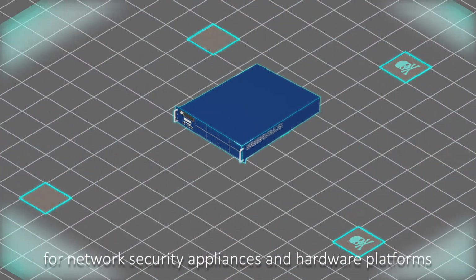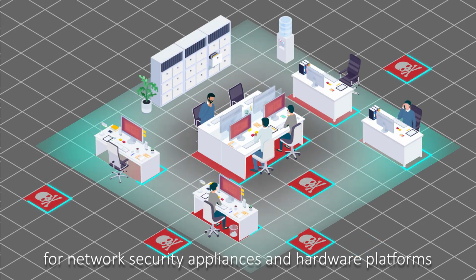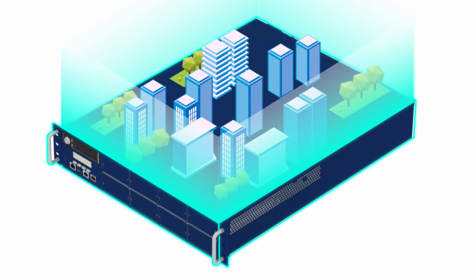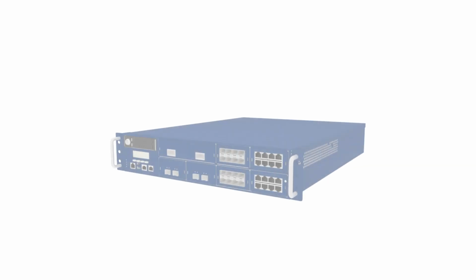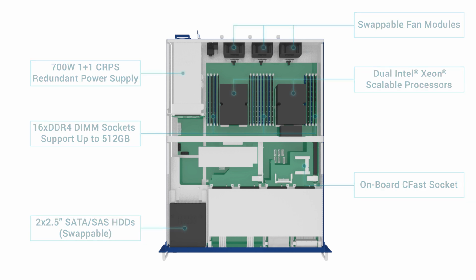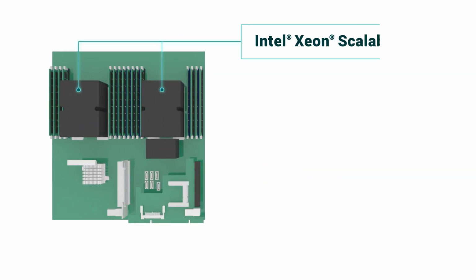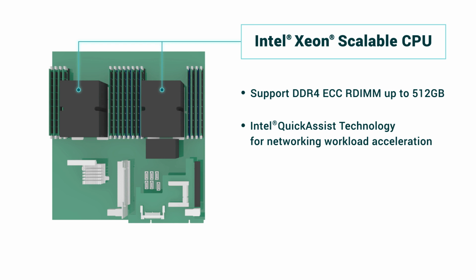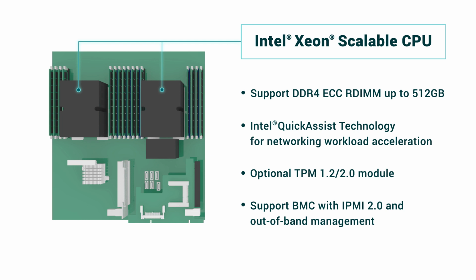NSA 7146 is designed for network security appliances and hardware platforms. Powered by dual Intel Xeon scalable processors, NSA 7146 supports 16 DDR4 RDIMM slots with support for up to 512 GB of system memory. Intel Quick Assist technology, TPM 1.2/2.0 module, and BMC with IPMI 3.0 for out-of-band management.